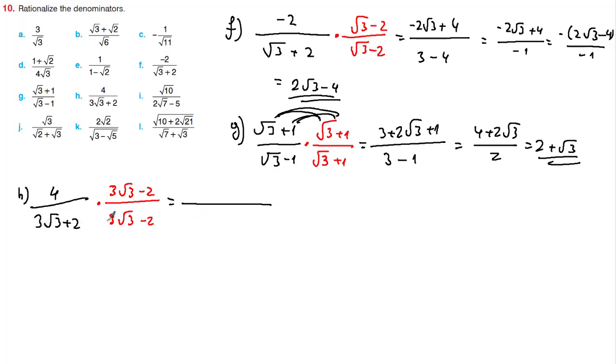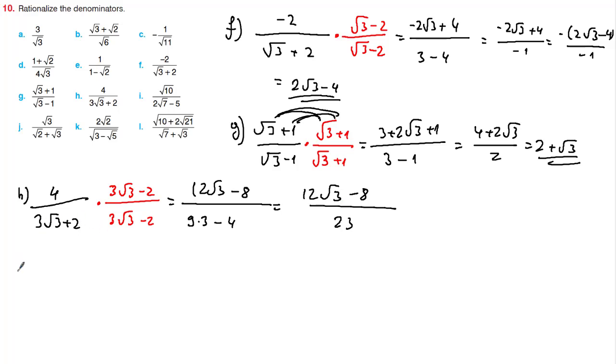You get 3 times 3, 9 times 3 minus 4, 12 root of 3 minus 8. So 12 root of 3 minus 8 over 9 times 3, 27, minus 4, it's 23. You can try separating, but there is nothing better we can do to simplify this expression.